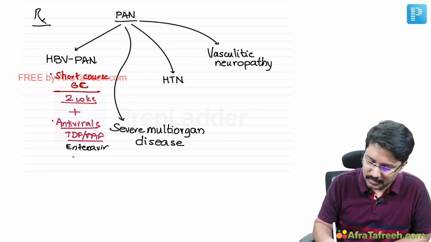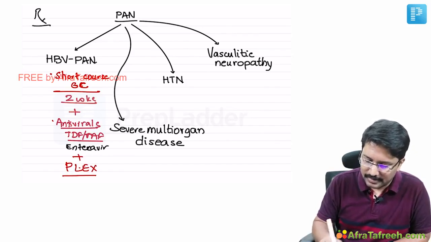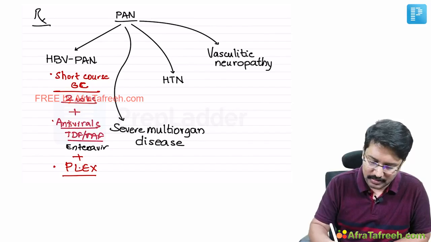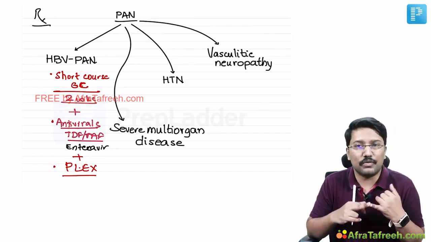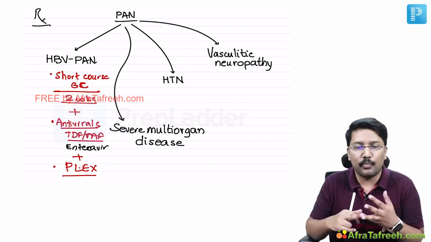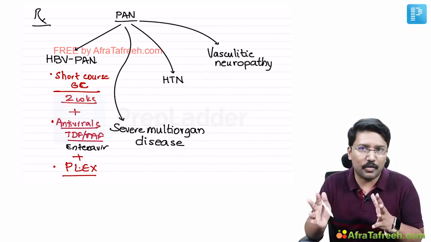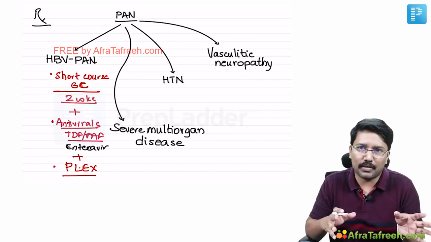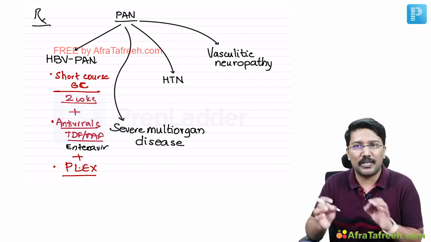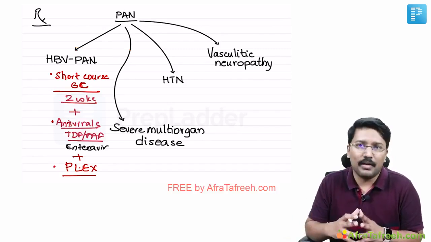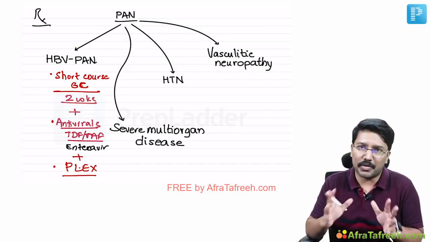Plus there is a third thing that we should do, which is PLEX, plasma exchange. That is the way to treat patients with HBV associated polyarteritis nodosa. A short course of glucocorticoids for around 2 weeks plus antivirals, in the form of tenofovir, either TAF or TDF, or entecavir if tenofovir is contraindicated, plus plasma exchange, right? That ensures recovery in more than 70% of the patients.